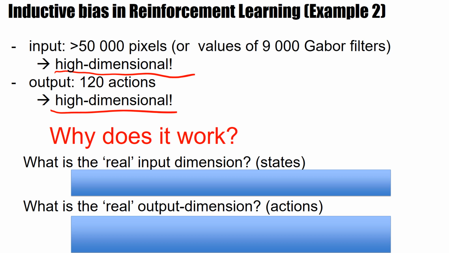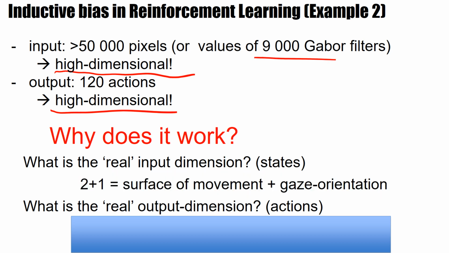So why does it work? Well, let's ask the following question. What's the real input dimension? Is it really 9,000? And the answer is no. The robot moves on a surface, which means it moves on a two-dimensional plane. And then in addition, we have this direction of gaze. So in total, it's 2 plus 1 dimension. I say 2 plus 1 because the gaze direction is taken out by algorithmic manipulations. And this is where the bias comes in, the implicit bias, the inductive bias.